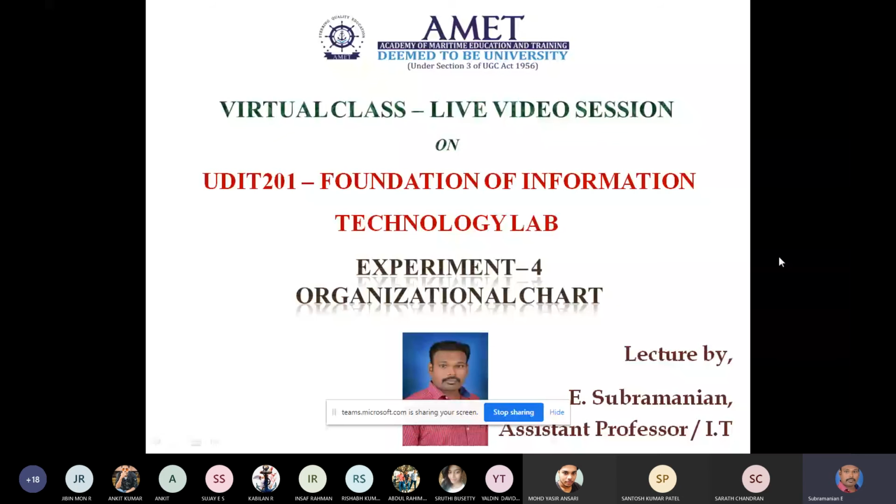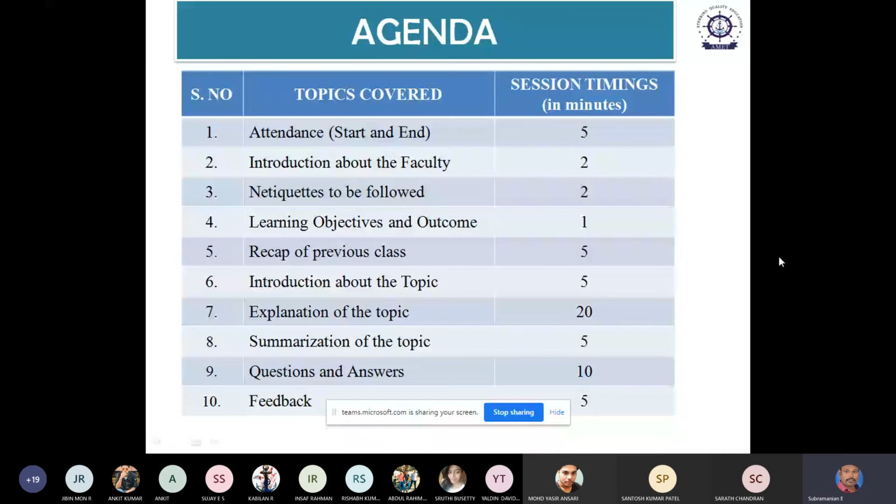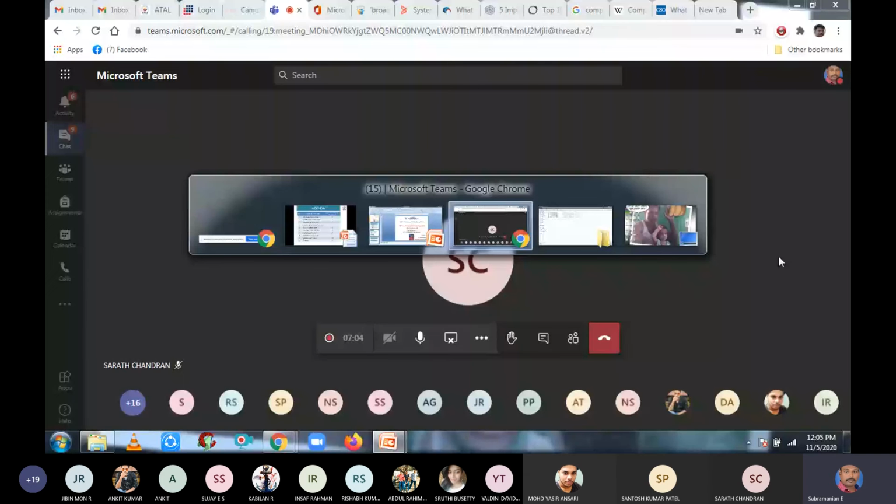So currently we are going to discuss exercise number 4, that is organizational chart. Before getting into that, the agenda for today's session is: attendance at the start and end, introduction about myself, netiquette to be followed, learning objective and outcome, recap of the previous session, introduction, explanation, summarization of the topic, and at last Q&A and feedback if any. With this agenda, I will move on to the attendance part.